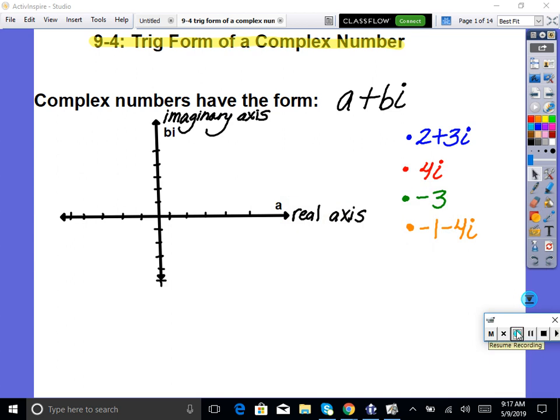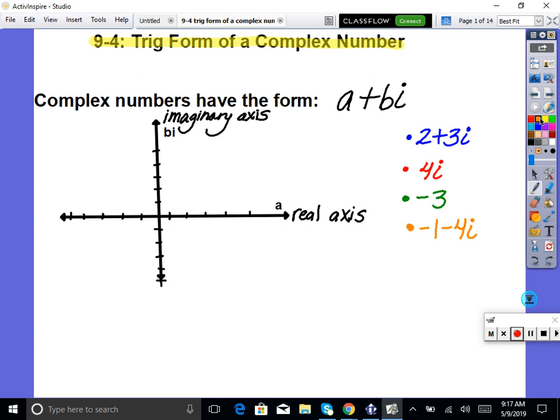So what we're doing in 9-4 is we're going to be taking a different look at complex numbers. We're going to be taking a more trigonometric approach. So we're going to be looking at the trig form of a complex number. Now we have to remember what a complex number is. It's been a while because we usually deal with complex numbers more in secondary 2.